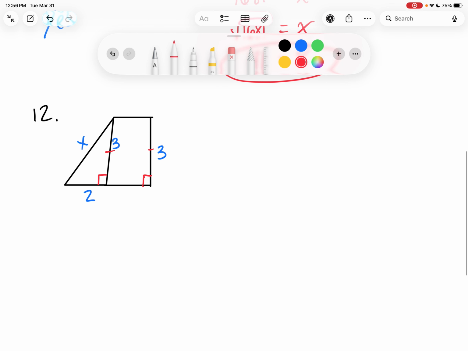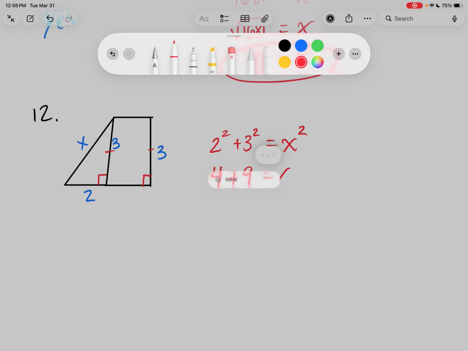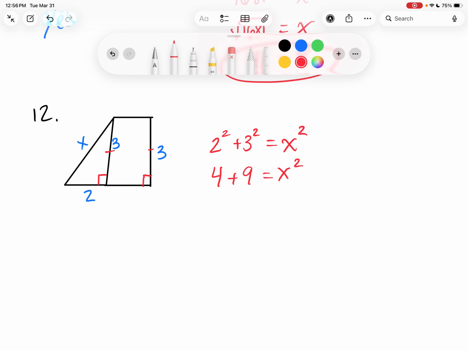And don't let this extra part over here confuse you. Once you mark down that that side is 3, you can basically just cover that up because it is irrelevant at this point. So we've got 2 squared plus 3 squared is equal to x squared. 2 squared is 4. 3 squared is 9, so I've got 4 plus 9 is equal to x squared. 13 is equal to x squared. Take the square root. Square root of 13 is equal to x.